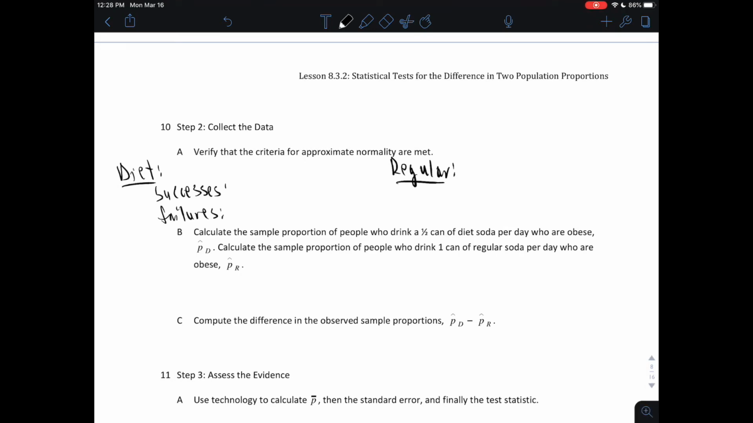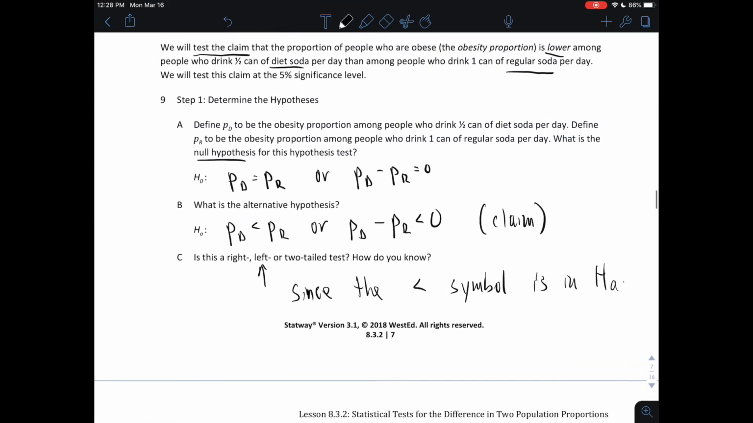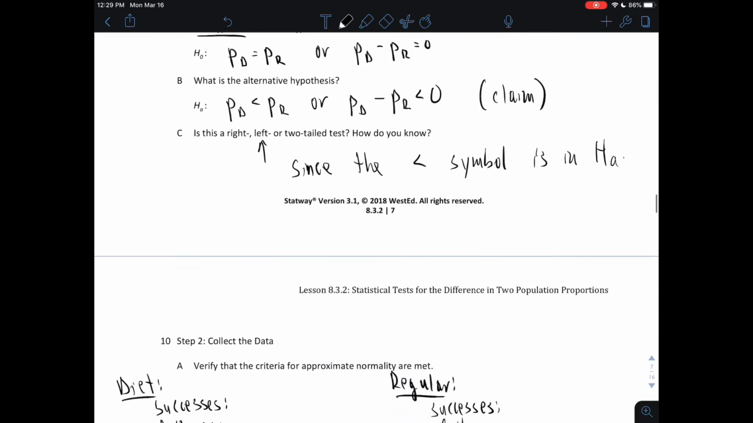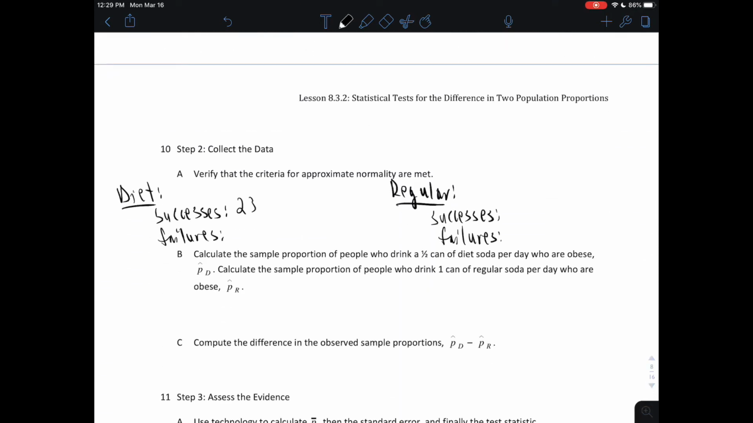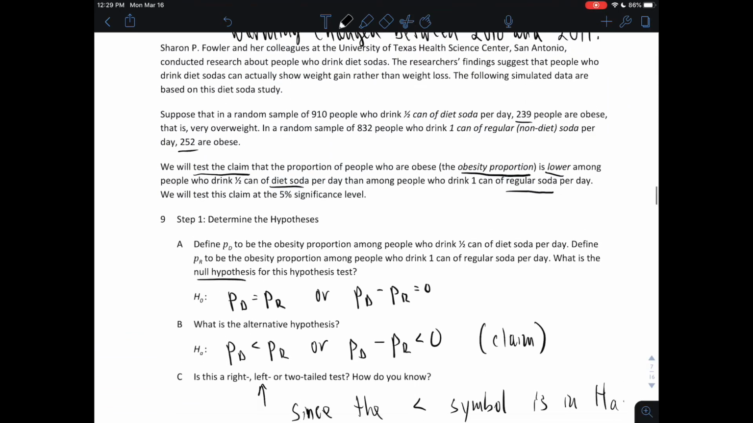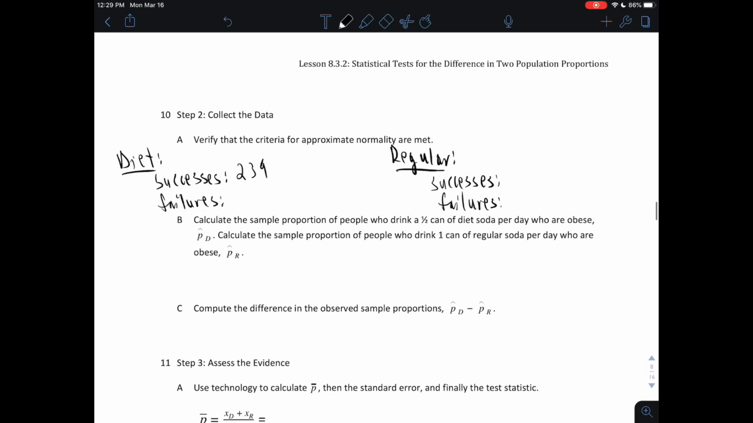And this is similar to what we did in the earlier problem, where it's just going to come from what was given to us in the data. Since they had mentioned that there was an obesity proportion, then we are considering a success as the number of people who are obese out of both of those samples. So for the first sample, 239 is our number of successes. And for the second sample, we had 252 as the number of successes.